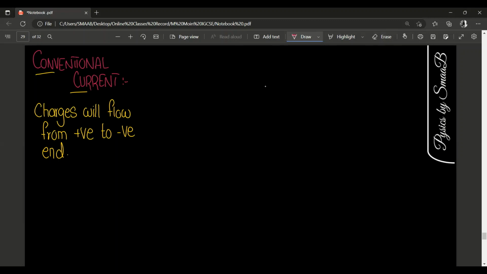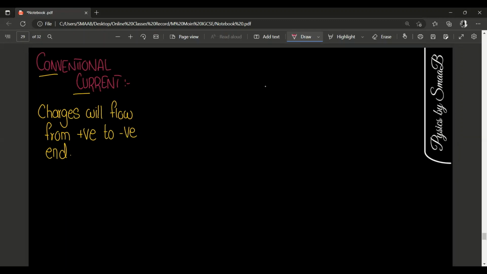So in conventional current, charges will flow from positive to negative, and in non-conventional or electron flow, charges will move from negative to positive, right? So that is the difference between conventional and non-conventional. The reason to study non-conventional is because sometimes they ask you to draw the electron flow. If you don't have the concept of electron flow, you will always draw charge from positive to negative, right? That's why you need to remember that there will also be electron flow if we forcefully move charge from negative to positive.